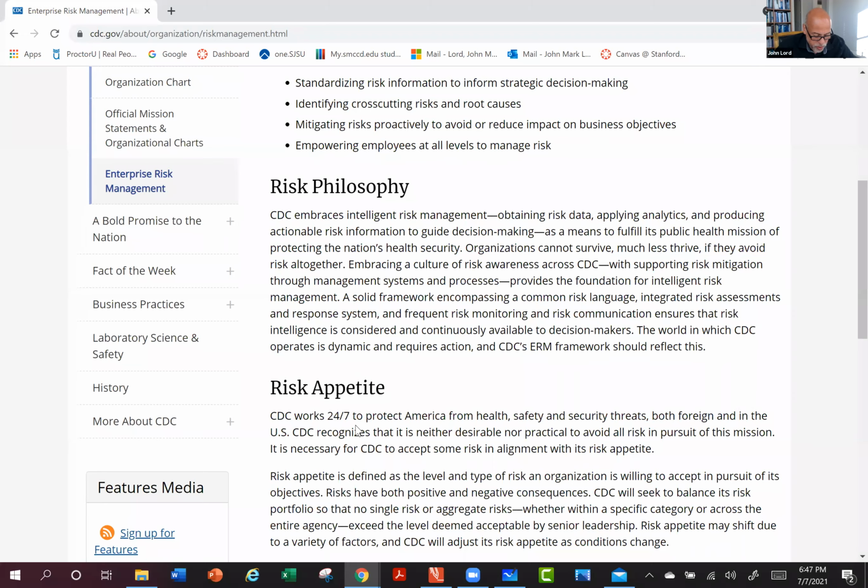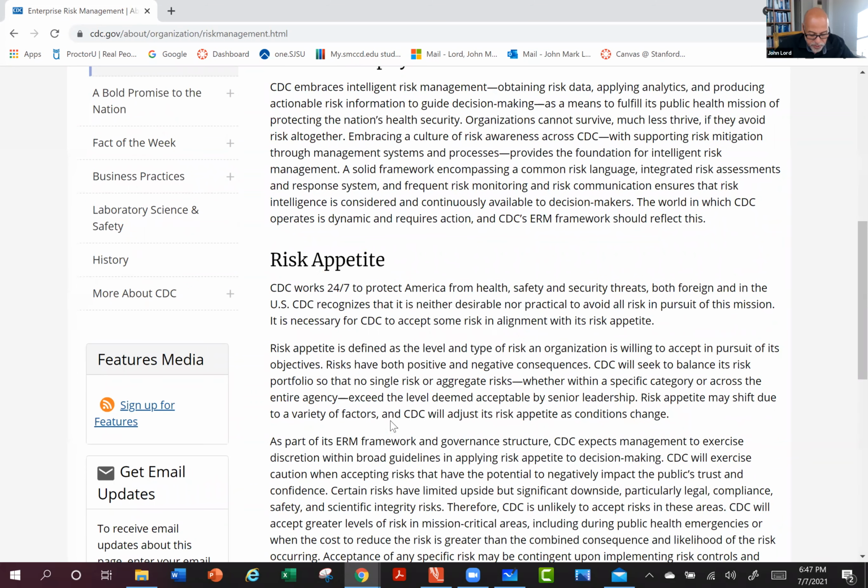CDC works 24/7 to protect Americans from health, safety, and security threats, both foreign and in the US. CDC recognizes that it is neither desirable nor practical to avoid all risk in pursuit of this mission. It is necessary for CDC to accept some risk in alignment with its risk appetite. And they start to talk about what their risk appetite is, et cetera. But again, it's driving the way the entity establishes and gets to its enhanced value.